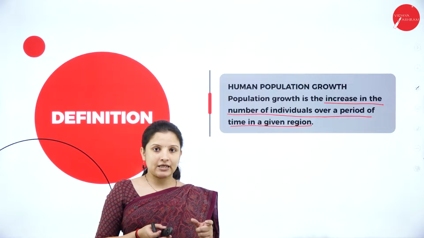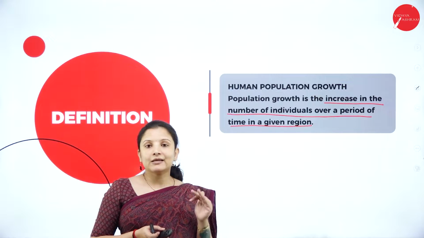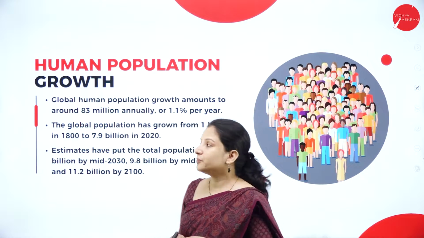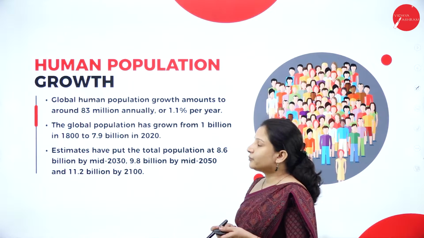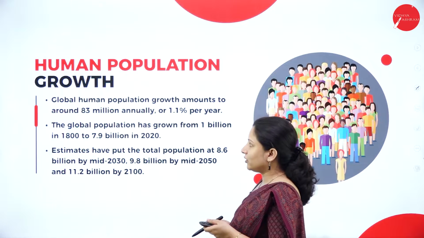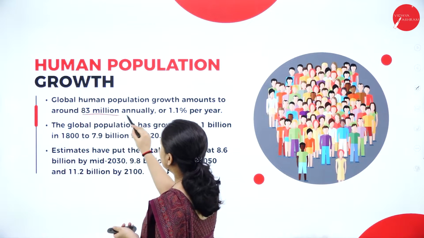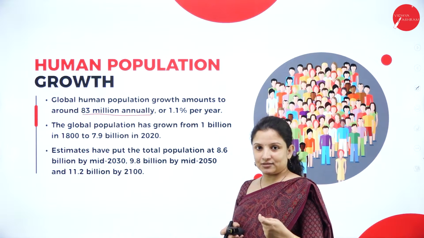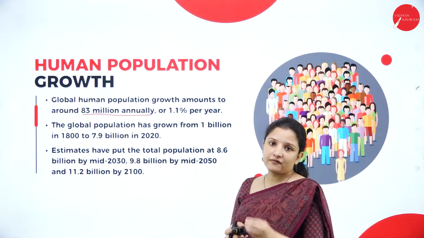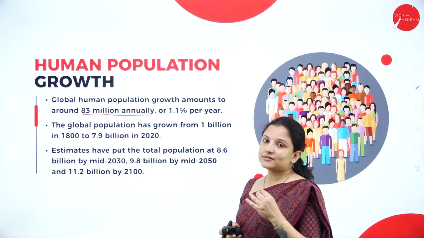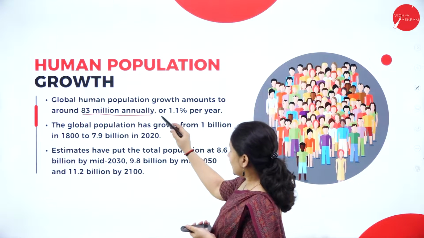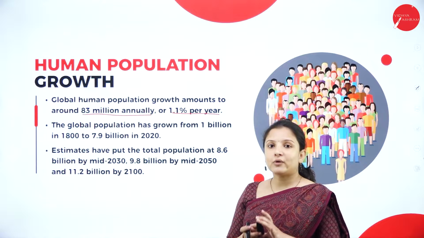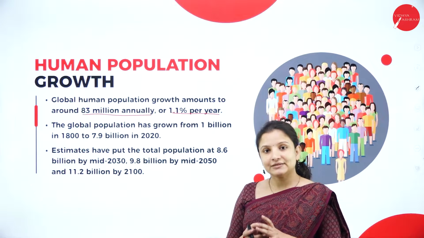So in a given period of time, in a given region, measuring the increase in the population is called population growth. Talking about human population growth, the global human population growth around the world is about 83 million every year when the census is taken and the population is assessed. So the world population increases every year by 83 million, or an increase of 1.1% every year.